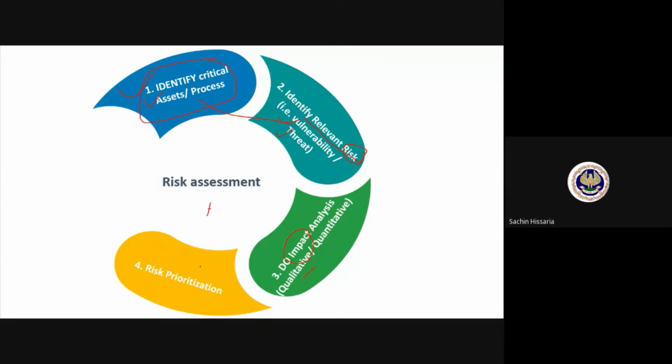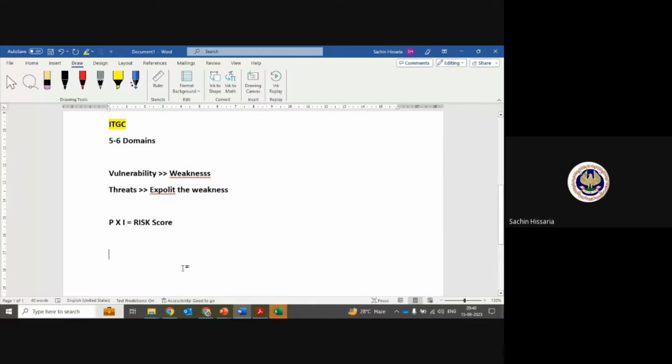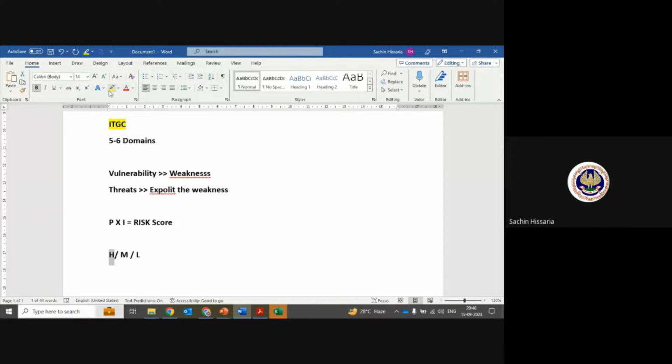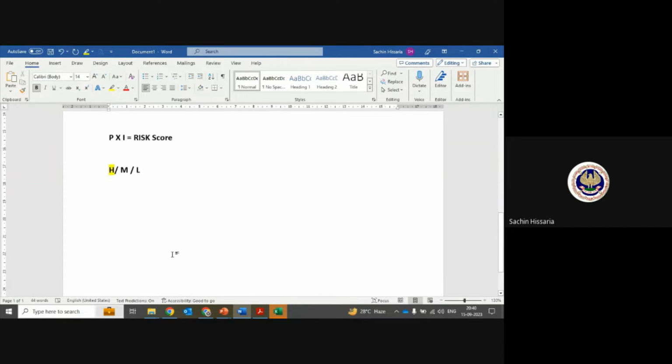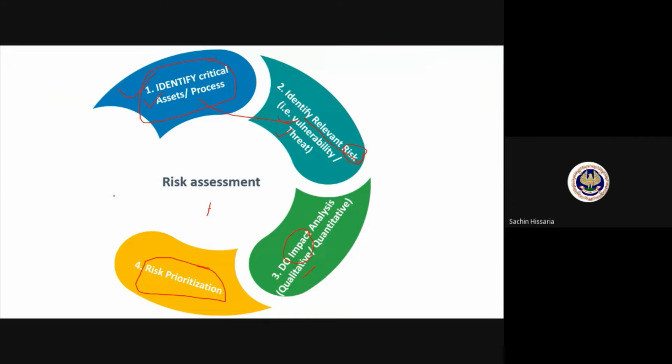After doing the impact analysis, they will prioritize the risk. What is risk prioritization? They will say this is my high risk, this is my medium risk, and this is my low risk. After prioritizing, obviously the organization will try to mitigate the risks that have high severity first. So appropriate risk treatment or risk mitigation strategies will be adopted.